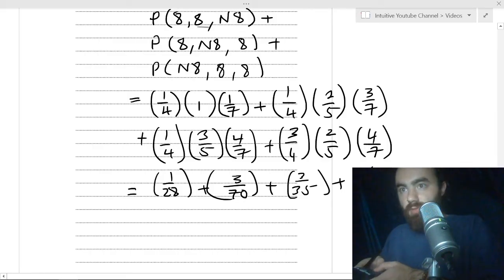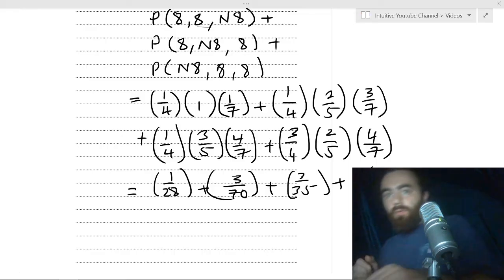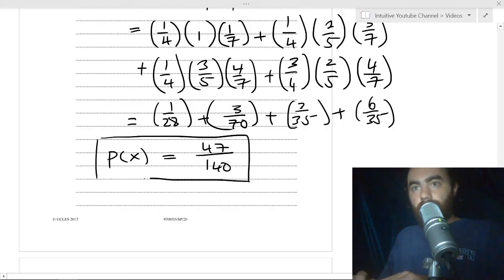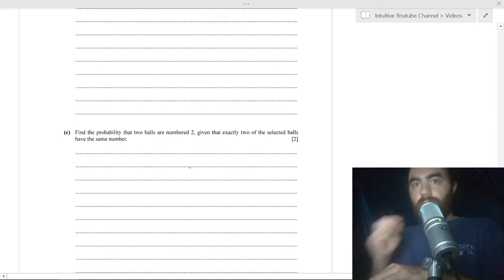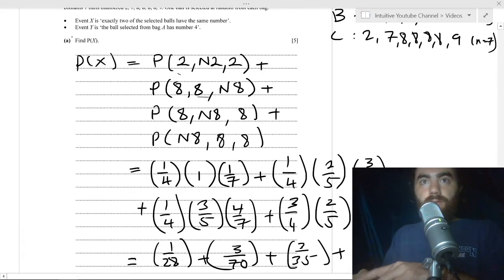Okay, and then we add them all together, which is 47 over 140. So the probability of X equals 47 over 140. Okay, so that's that one done.